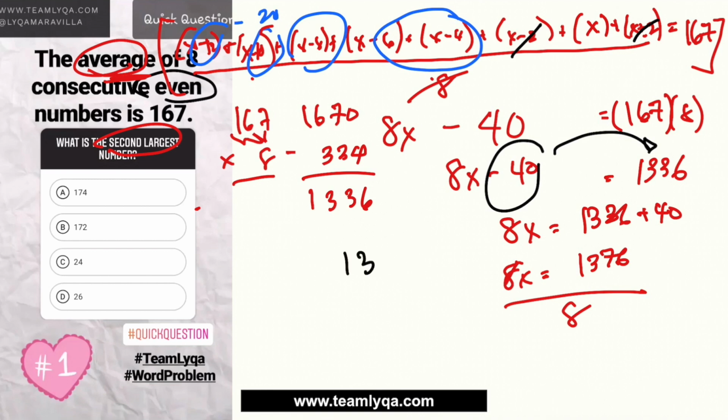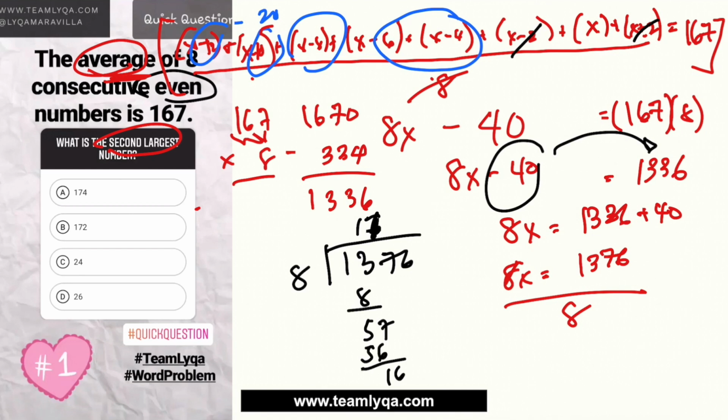So, 1376 lang divided by 8. So, you have 13, 8, 57. This should give you 6. So, ay hindi, 7 pala. Kasi 56, kasya naman siya. So, 16 and then you divide it by 8. This will be 2. So, x is equal to 172. The answer is letter B.